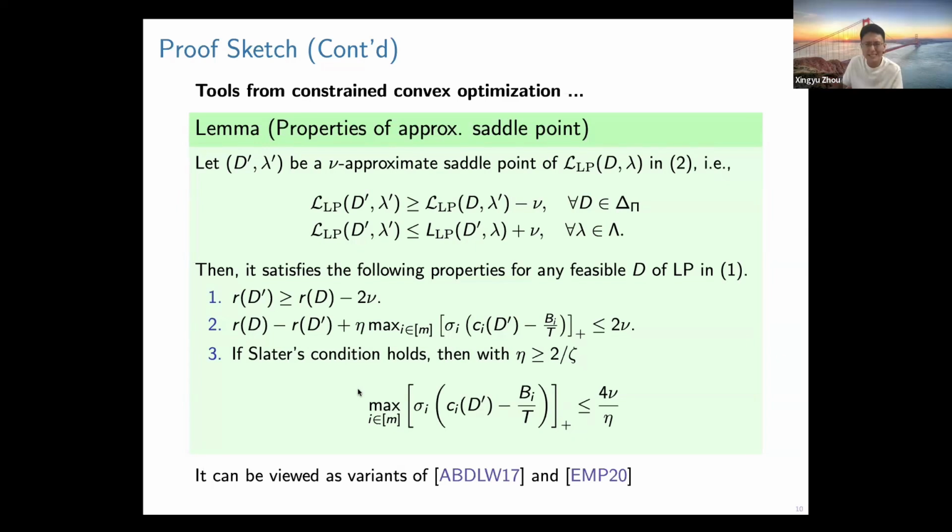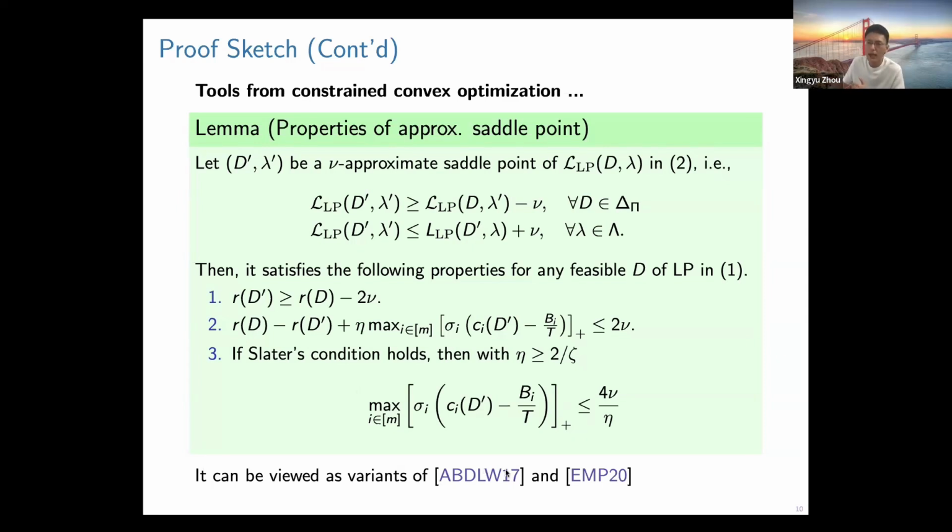And how can we arrive at this lemma? This lemma is basically a variant of some existing work. We do a nice massage of all the results to make it as clean as possible, and we arrive at this lemma.